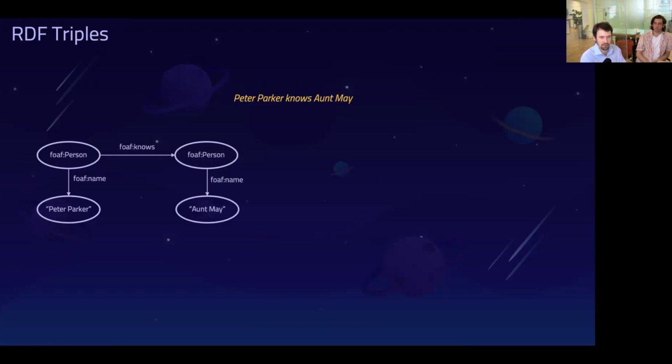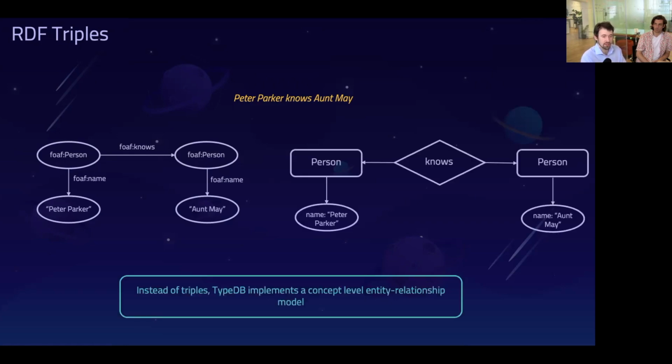Let's say we then use the friend of a friend namespace to take the resources from there. The equivalent in TypeDB will be something that may look very similar, but it's actually very different. Because rather than thinking here in terms of edges, predicates, subjects, objects, instead what we say is that instead of triples, TypeDB implements a concept-level entity-relationship model.